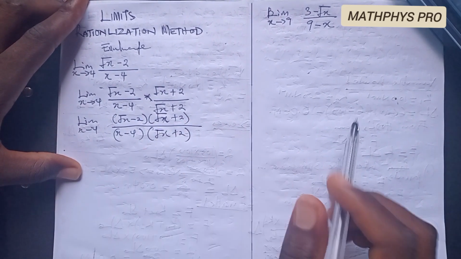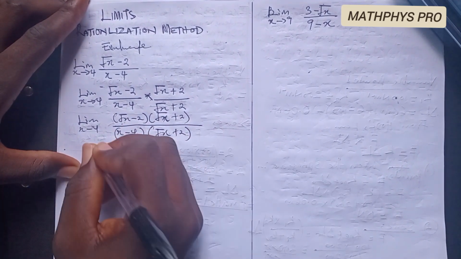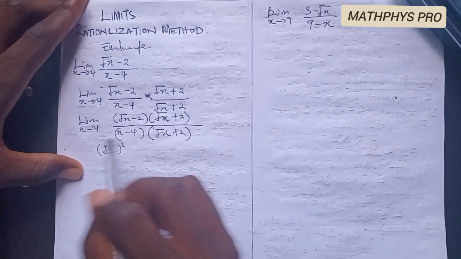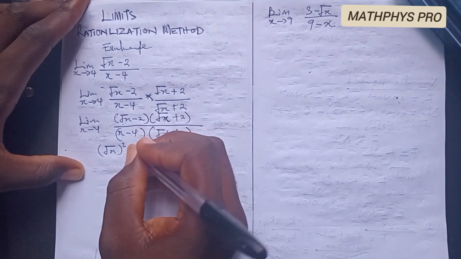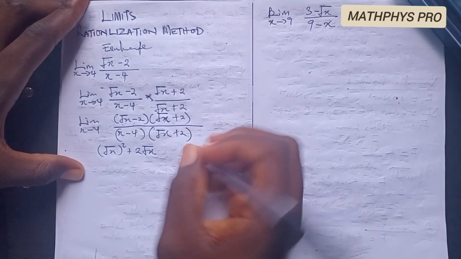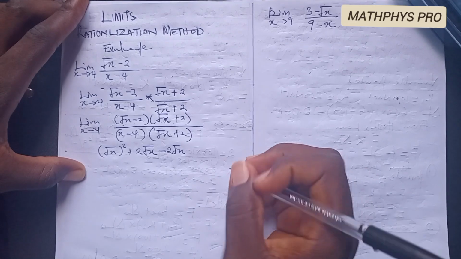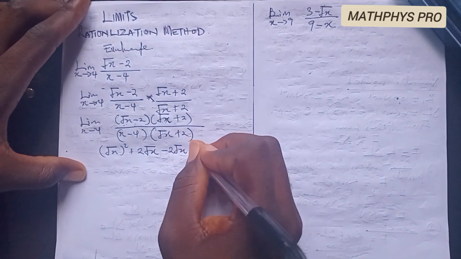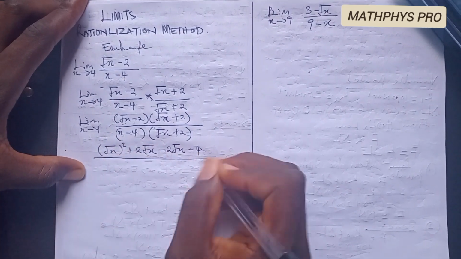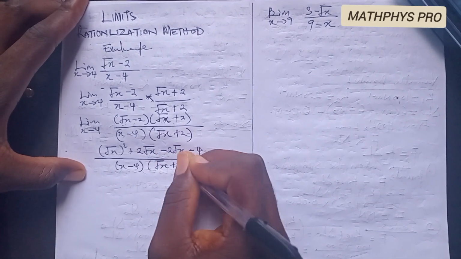So now, expanding the bracket, root x times root x gives you root x squared, then root x times plus 2 is plus 2 root x, minus 2 times root x gives you minus 2 root x, minus 2 times plus 2 gives you minus 4. So this is divided by (x minus 4) times (root x plus 2).